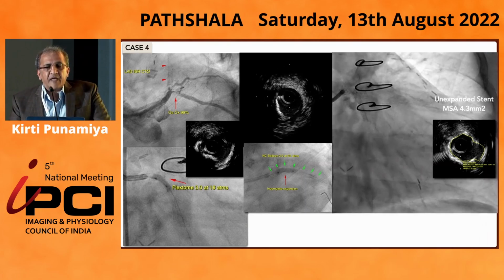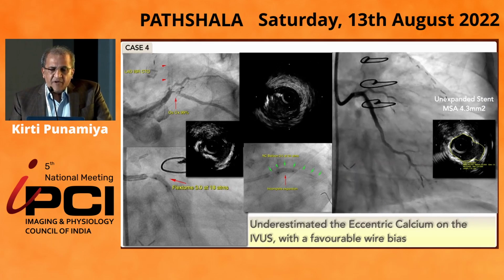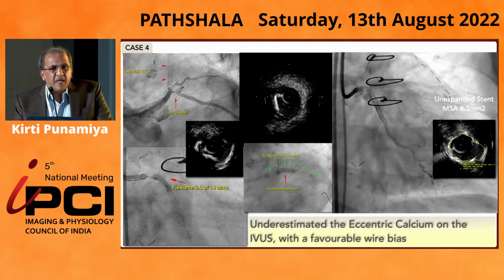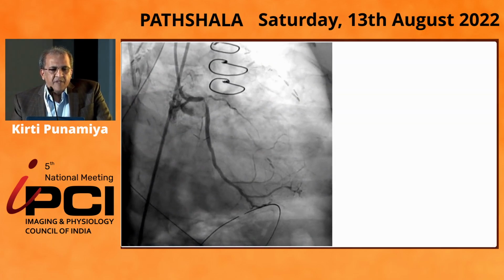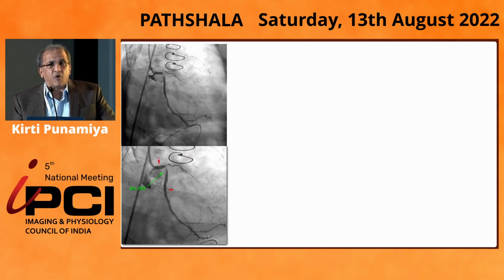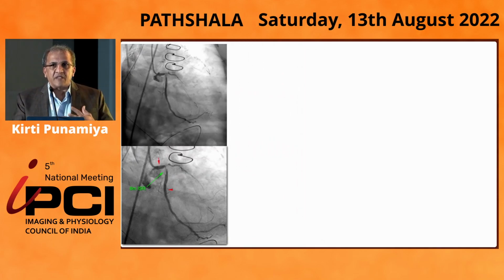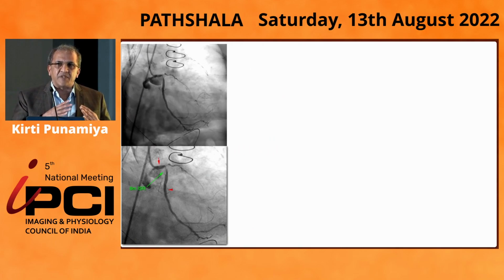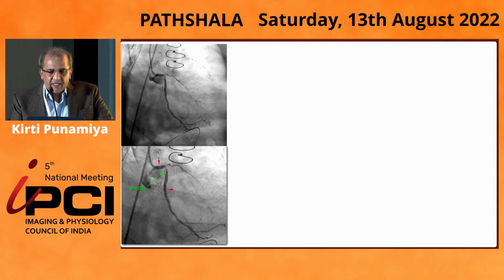What we had is an unexpanded stent with an MSA of 4.3. We underestimated the eccentric calcium, and we really overread the crack in the calcium there. This patient came back 8 months later with ISR. What did we do? Based on what we found that time, we had seen protrusion of calcium through the struts, and these are those little cracked calciums that go within the struts and come into the lumen despite the stent.